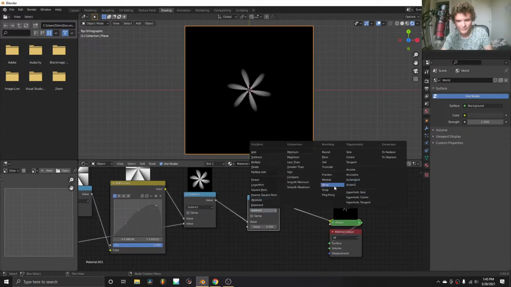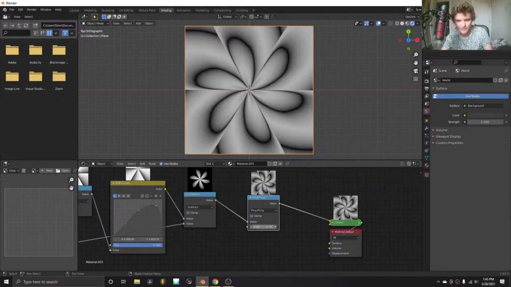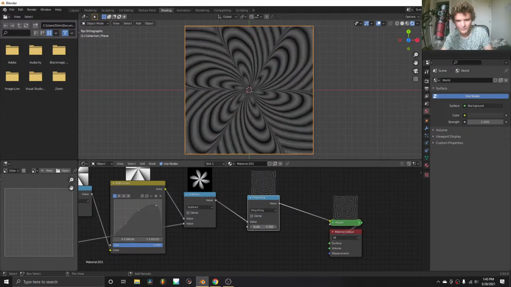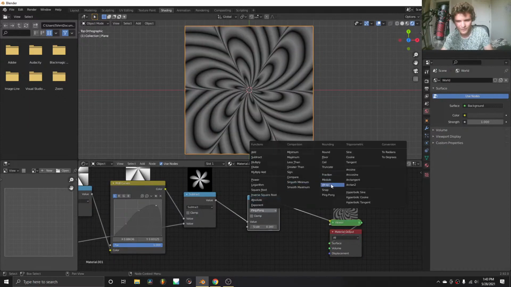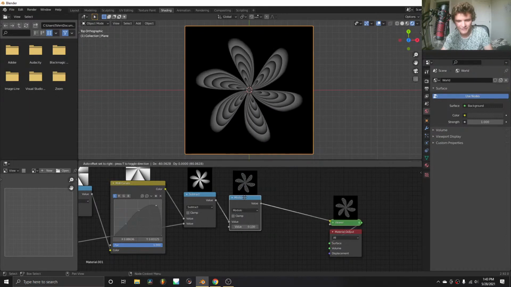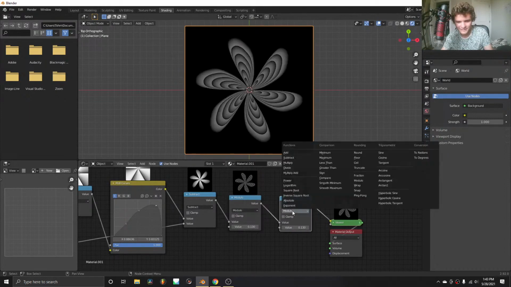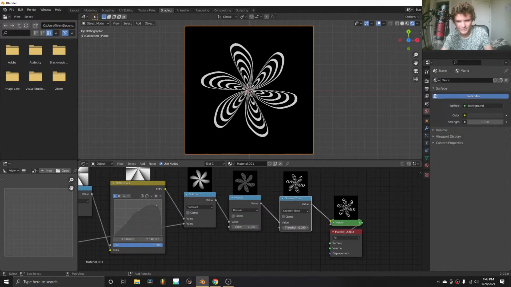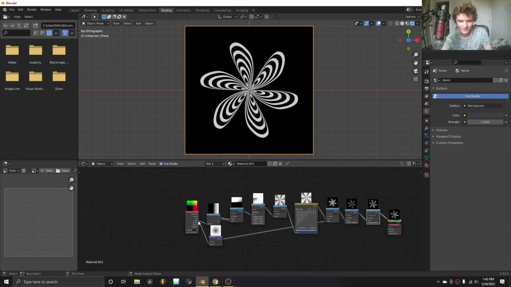Because then you get a bunch of effects for free, like ping pong, or modulo is another cool one. Maybe this is the way I should be making my flowers. So let's send it through that. Let's send it through a greater than, just so this thing has like striations. Whatever, that's our flower, long story short.